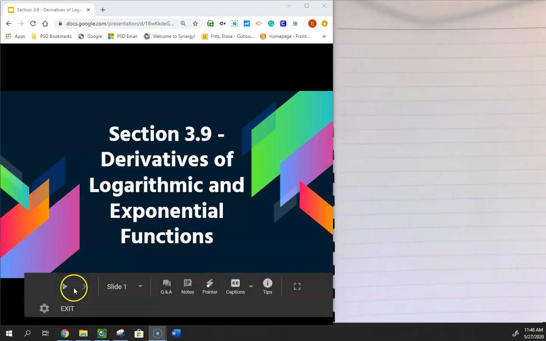Section 3.9, derivatives of logarithmic and exponential functions. We're going to use what we know about the properties of logs and exponents and our derivative rules to develop formulas for the derivatives of exponential and log functions.